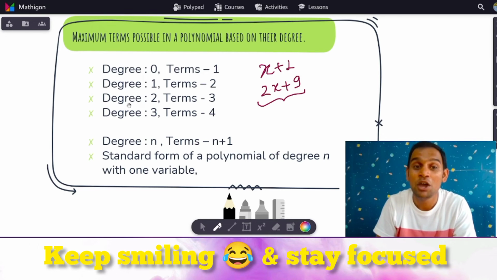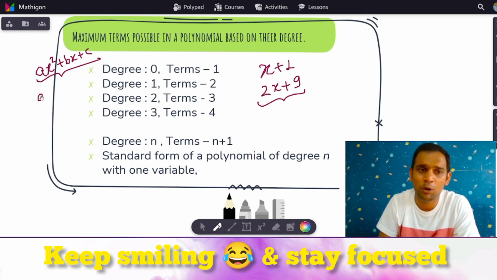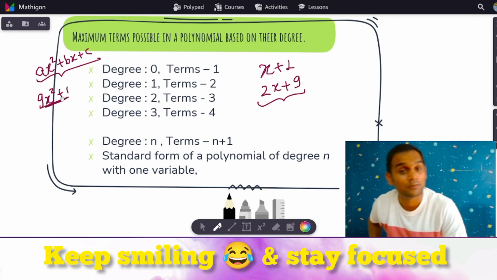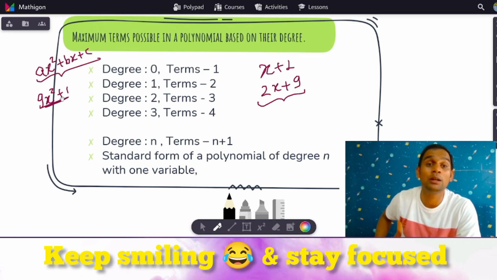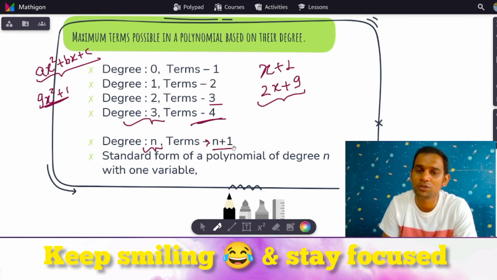Absolutely not possible. For a degree 2 polynomial, the standard form is ax squared plus bx plus c. So the standard form itself has only 3 terms. The maximum possible is 3, it can be 2 also. You can have a polynomial like 9x squared plus 1. Obviously this is a polynomial with degree 2. It has two terms, but we are talking only about the maximum. The maximum possible number of terms is 3. If you have degree 3, then the maximum number of terms possible is 4. So if I say the degree is n, how many terms are possible? The number of terms possible is n plus 1.